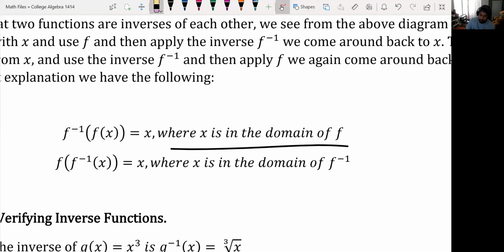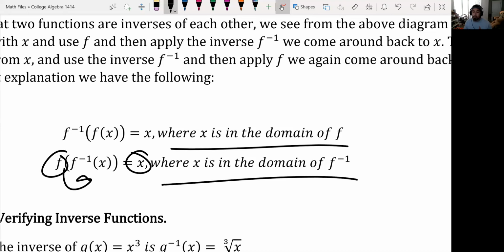Okay. And then the same could be said the other way. If you do function f and compose it with the inverse, then if they are true inverses of each other, you should arrive back at x, where x is in the domain of the inverse. So now if f composes with the inverse, f has to take the inverse's domain.